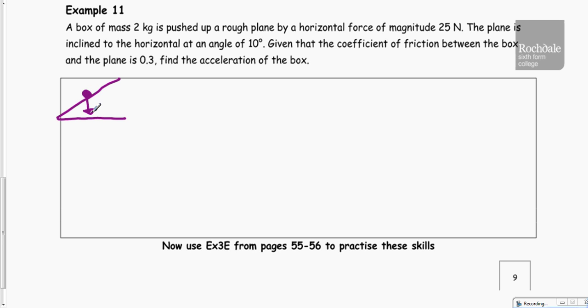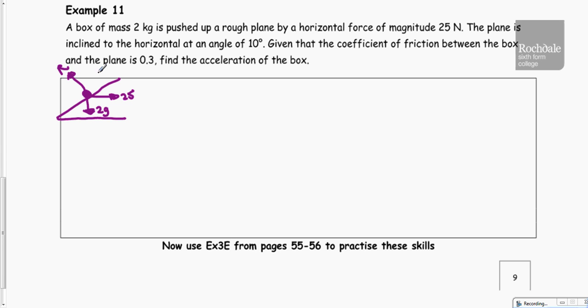As I read the question, I always label everything as I go along. So 2 kilograms, that's 2g. It's being pushed up this rough plane by a horizontal force of magnitude 25. Horizontal force. So it's not parallel to the plane, it's acting horizontally. We know that we'll have a normal reaction, which always acts at right angles to the plane. And we know we've got friction.